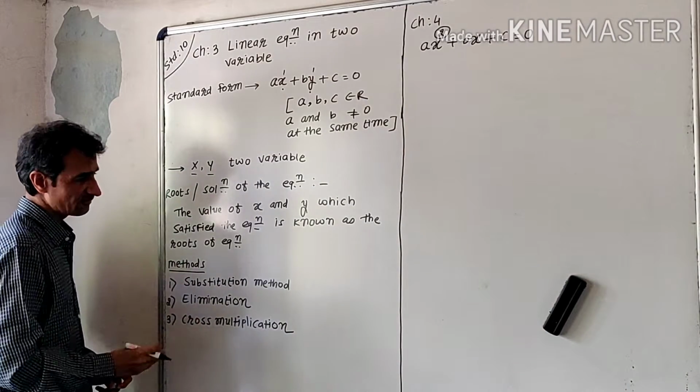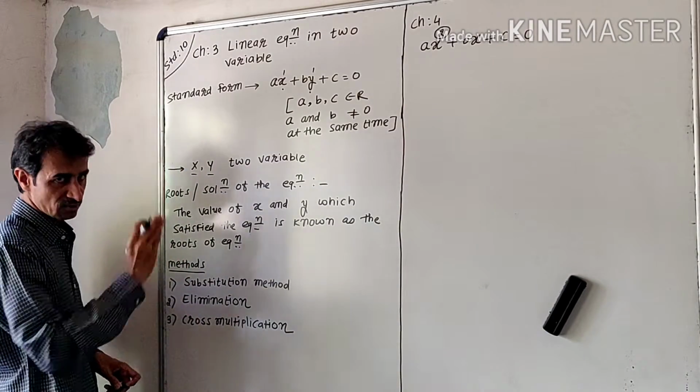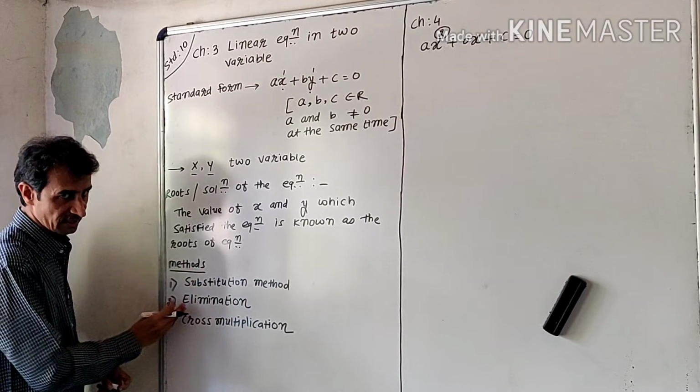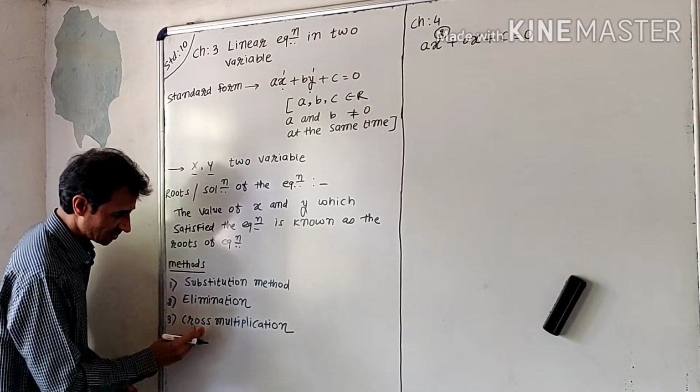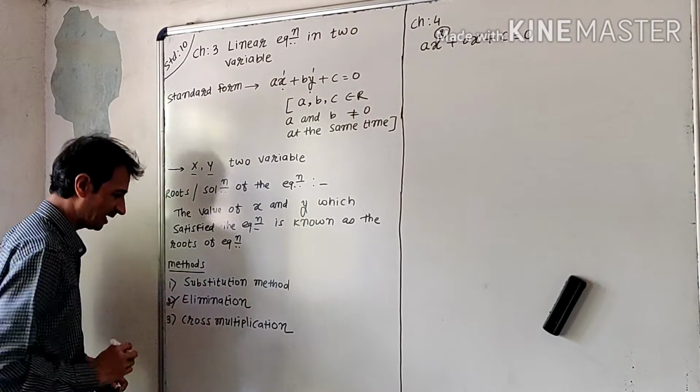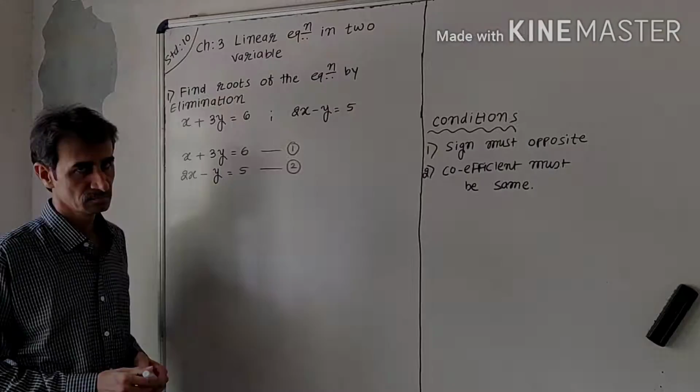Here there are three different methods, just like in chapter number 4, here again three methods: the substitution method, second is the elimination method, and third is the cross multiplication method. Now we will start the second, and that is the elimination method.